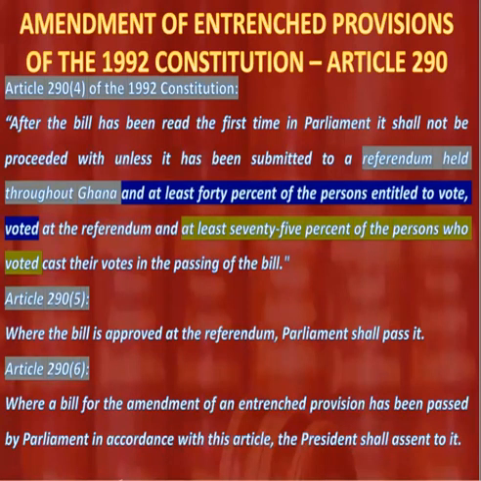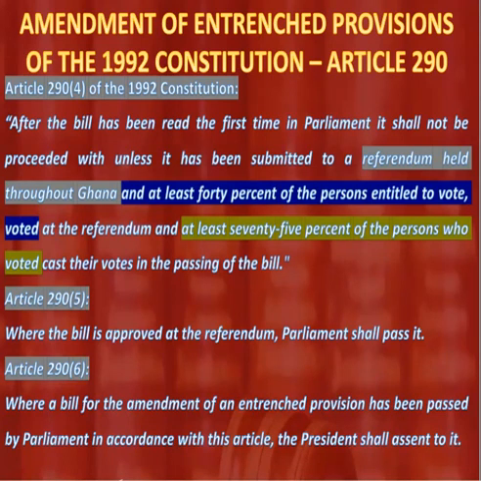And the interesting point is that at this referendum, how many people must show up and vote? The law says that at least 40% of persons entitled to vote must show up. And when they show up to vote, 75% of this 40% must support the proposed amendment. This is the import of Article 290, Clause 4 of the Constitution.